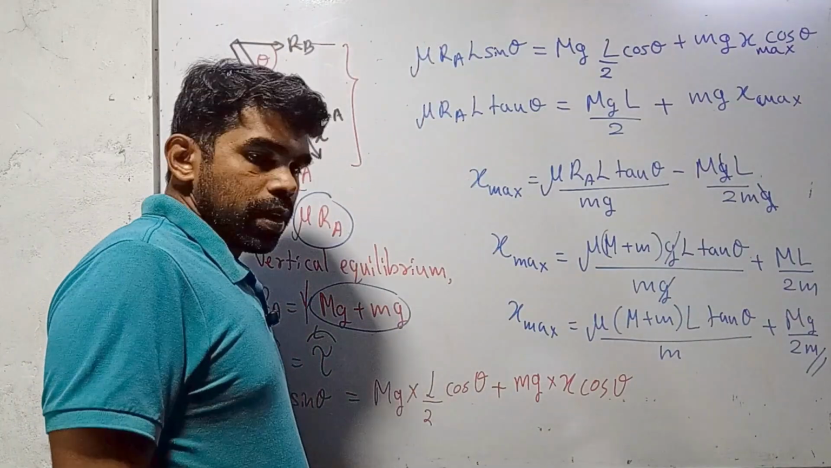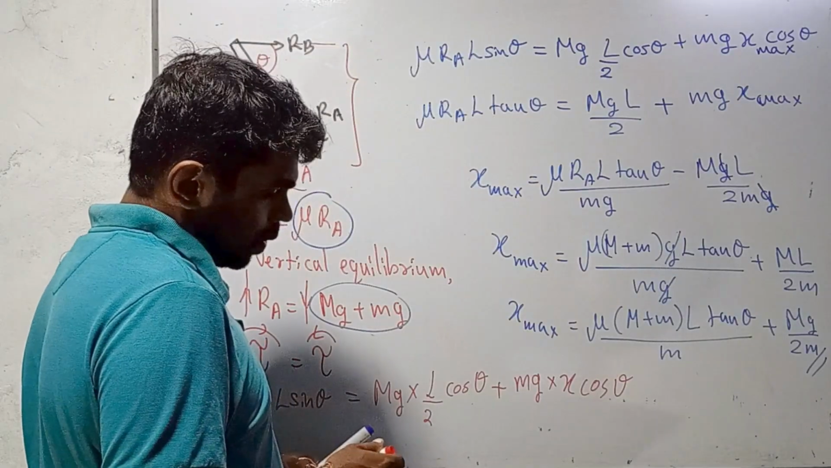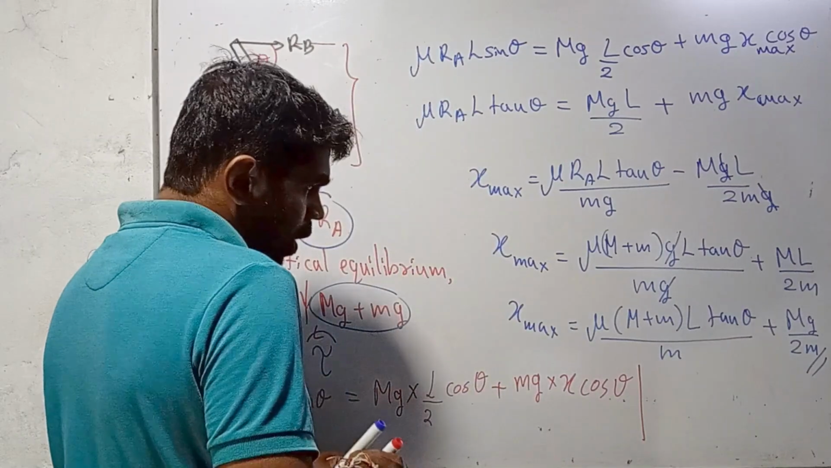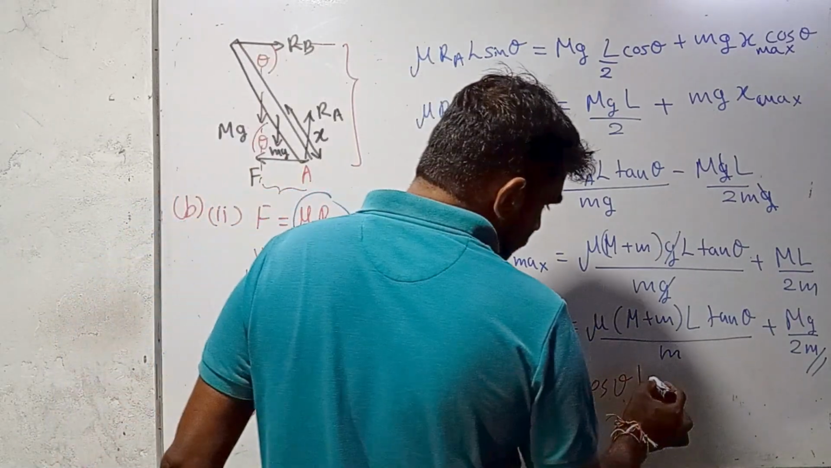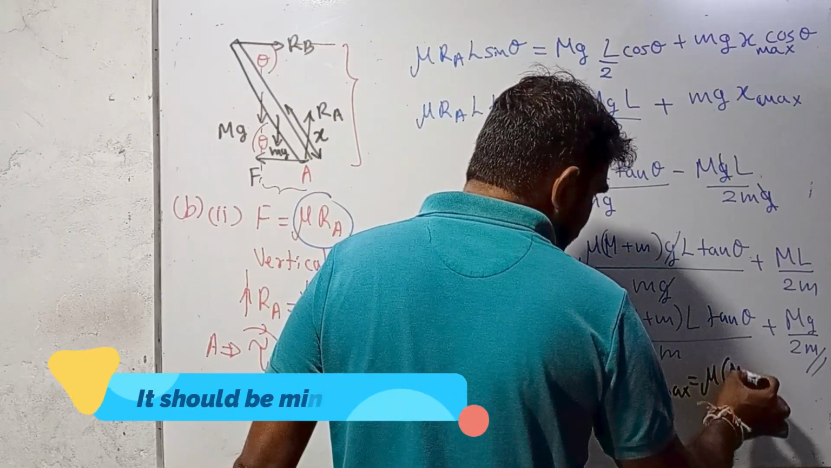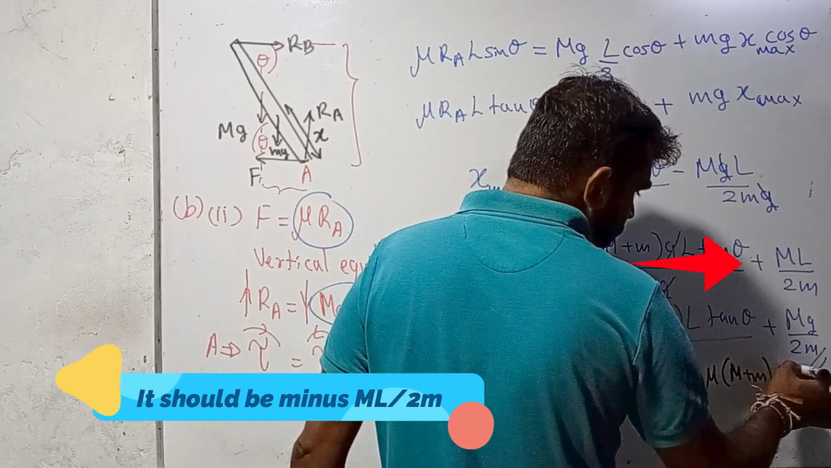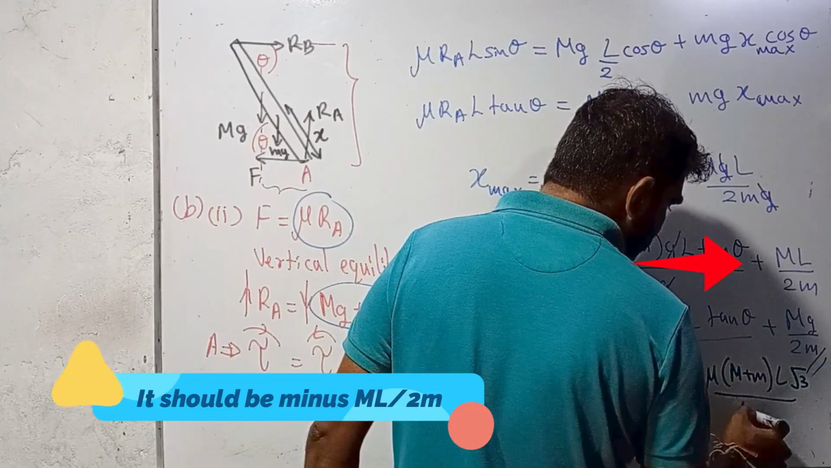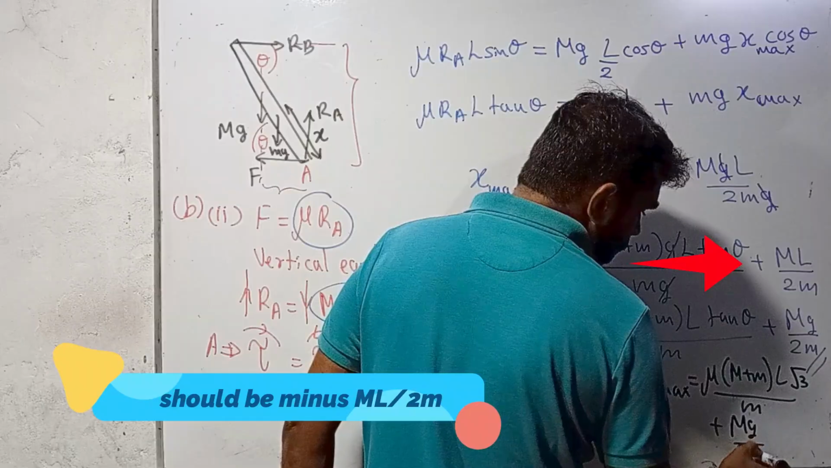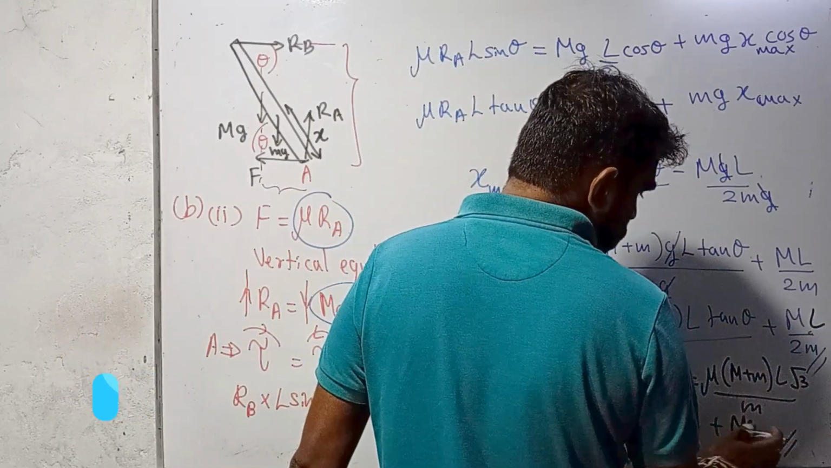But they have given that theta value is 60. Therefore, you can substitute tan 60 for this one. I will substitute it. Then x max equals mu (capital M plus simple M) L tan 60, which is root 3, divided by simple M, plus this term capital M L divided by 2 simple M.